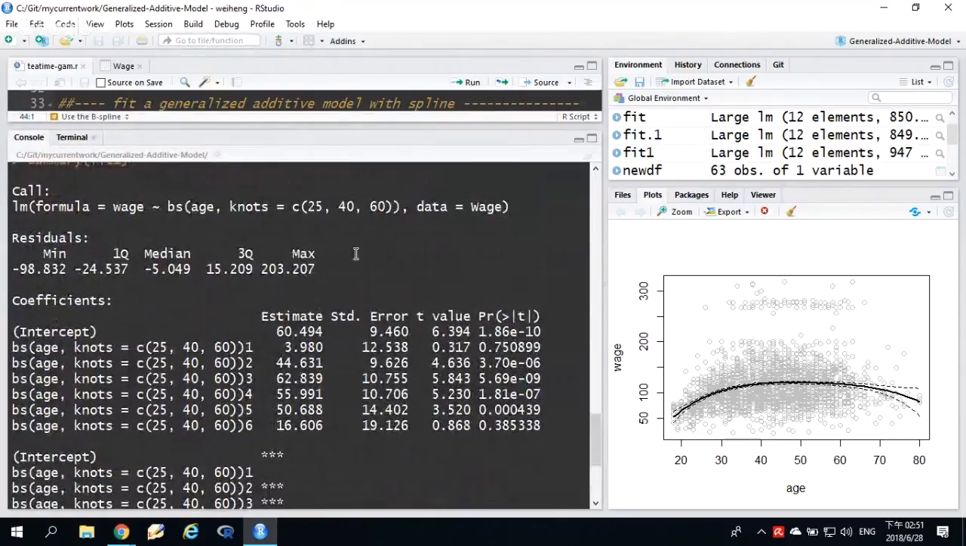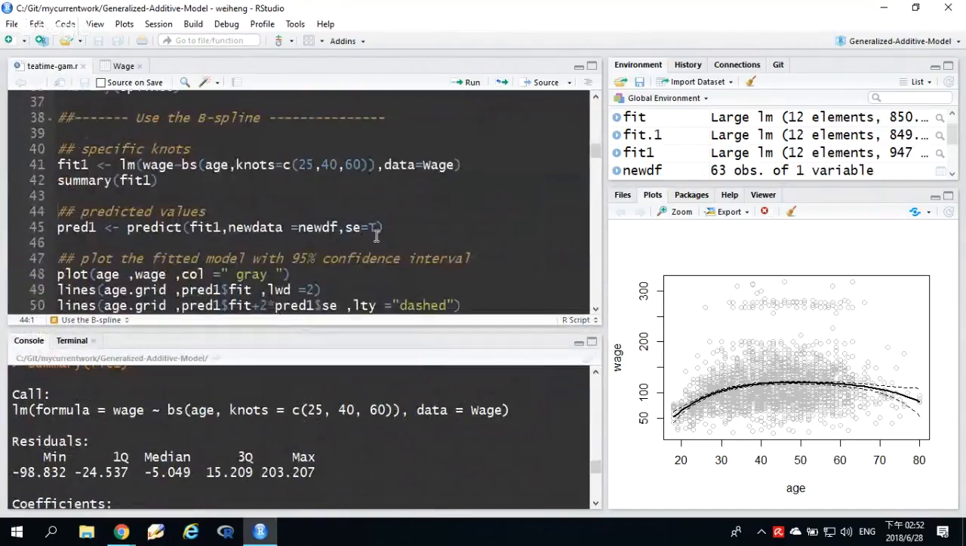In this case, we have a total of 6 coefficients. Just remember, the first 3 terms are the cubic polynomial. This is for the linear term, quadratic term, and cubic term. And the last 3 will be for each knot, because in this case, we put in 3 knots. So this is for each knot.